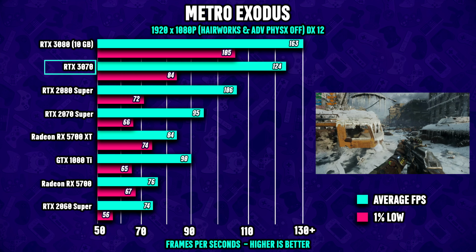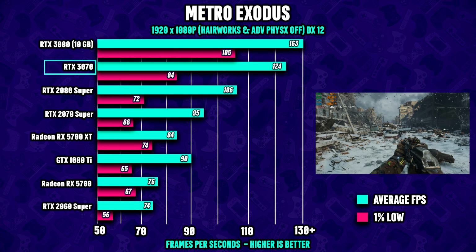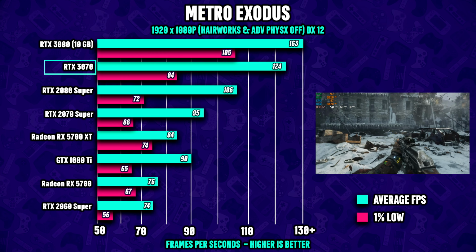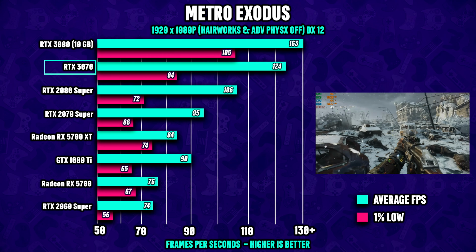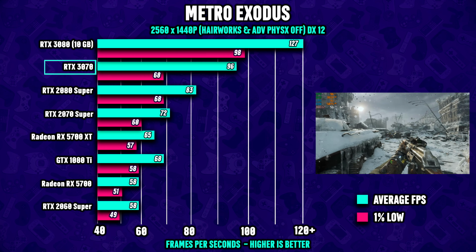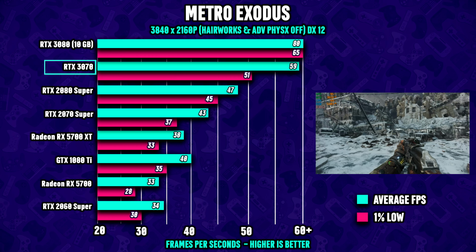Next game is Metro Exodus, starting with 1080p, where I decided to turn off both HairWorks and advanced physics. Now running the built-in benchmark results in 120 FPS for our system, which is a nice boost in framerate if we compare the numbers to previous generation cards. 1440p also runs great on our system, and even 4K with lots of detail is possible, as can be seen.